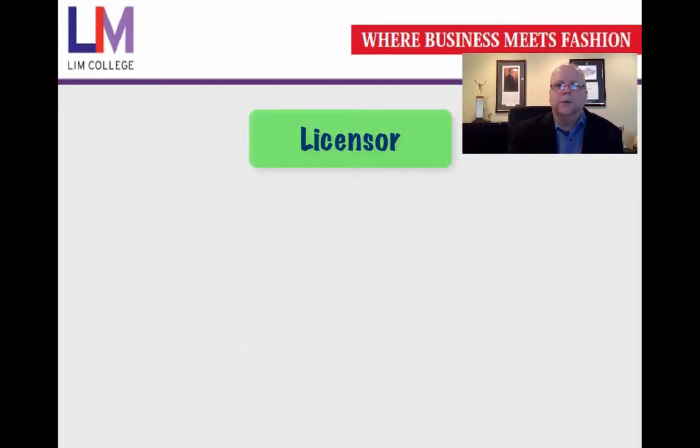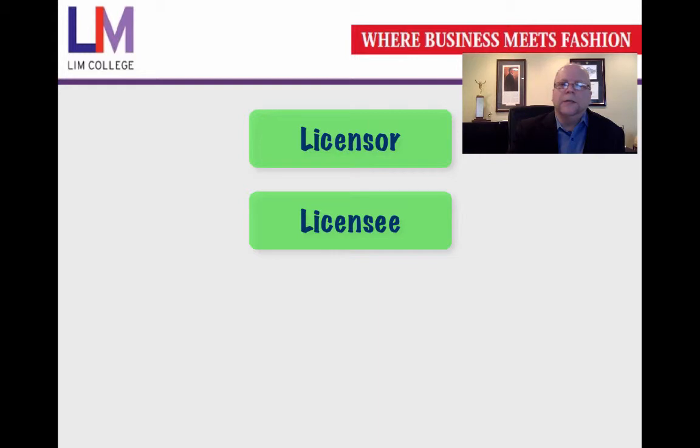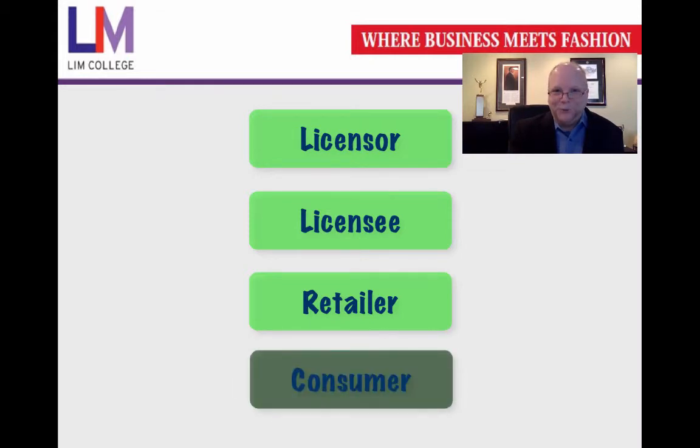All right, so the licensor gives the licensing rights to the licensee. The licensee develops, manufactures the product, sells it to the retailer, who sells it to you, so you can wear it to class.